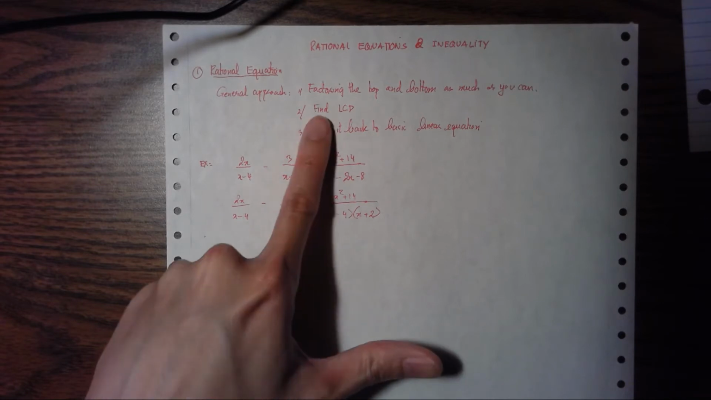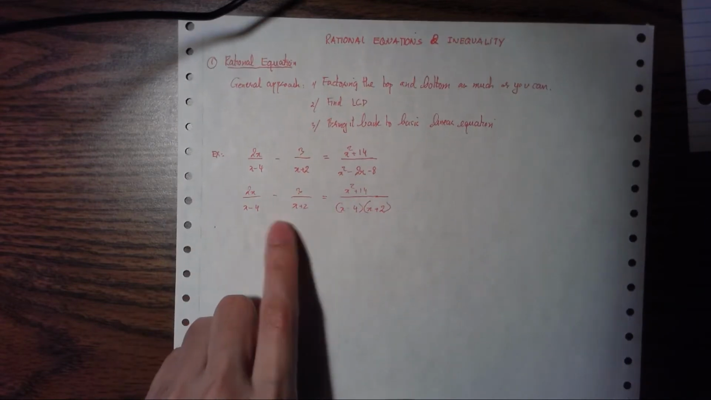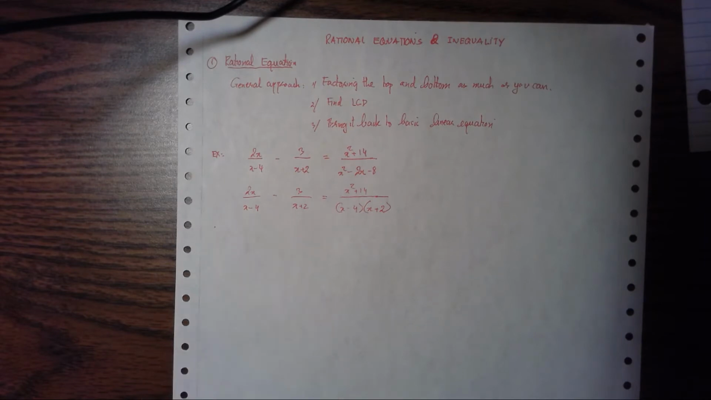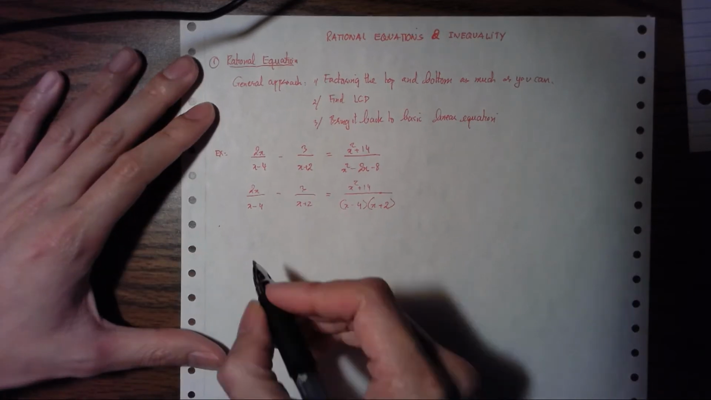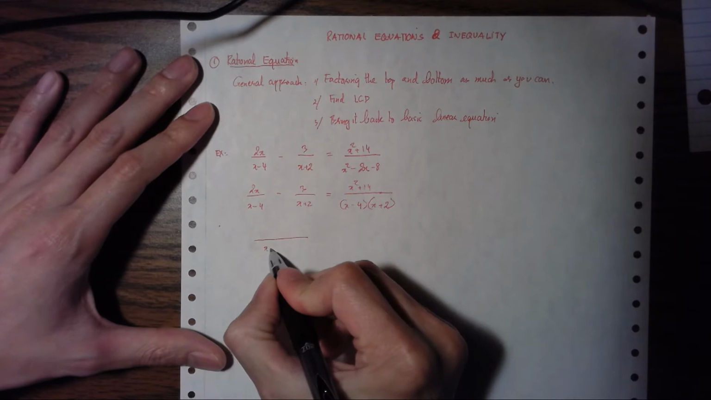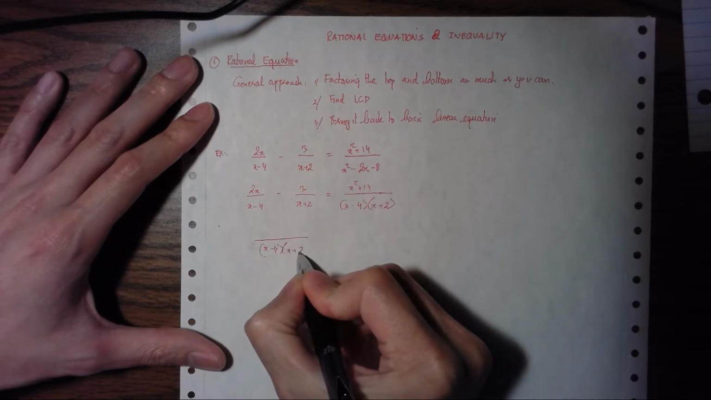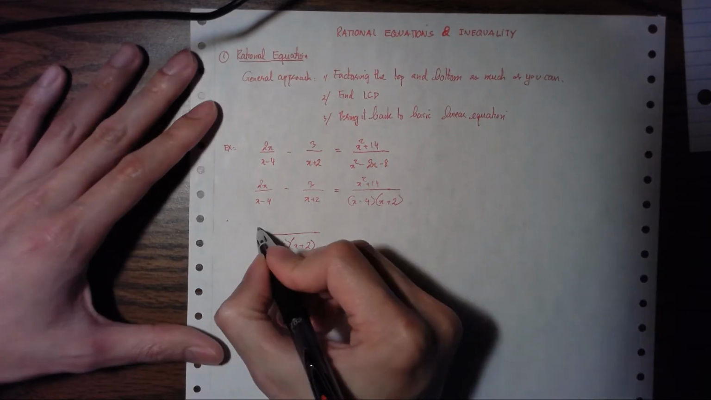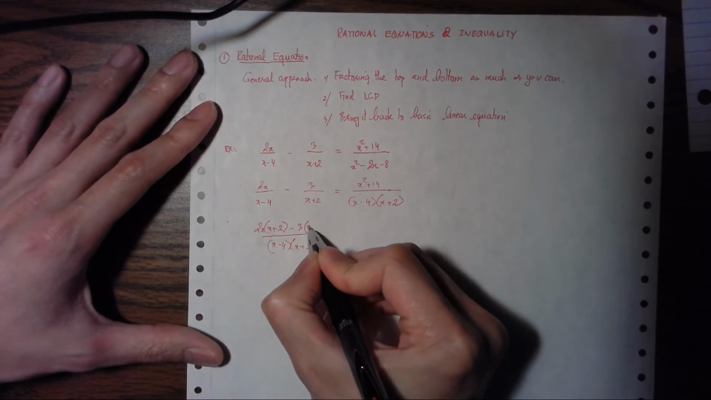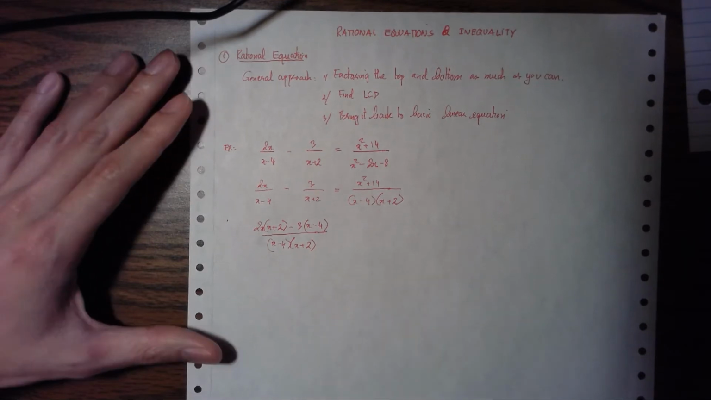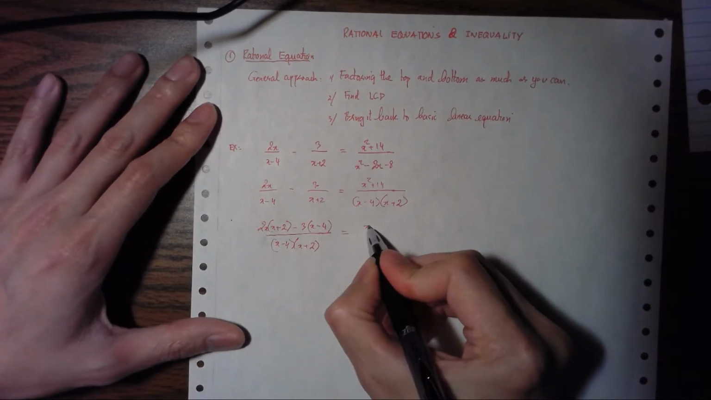To find the LCD, I'm going to find the LCD between these two fractions here. You can find the LCD for all three fractions, it doesn't matter, it's up to you. I'm going to find the LCD for the first two fractions only. So the LCD is x minus 4 times x plus 2. Everybody knows how to find the LCD, so I'm not going to go through this too much. Okay, so I'm going to write this again over here.